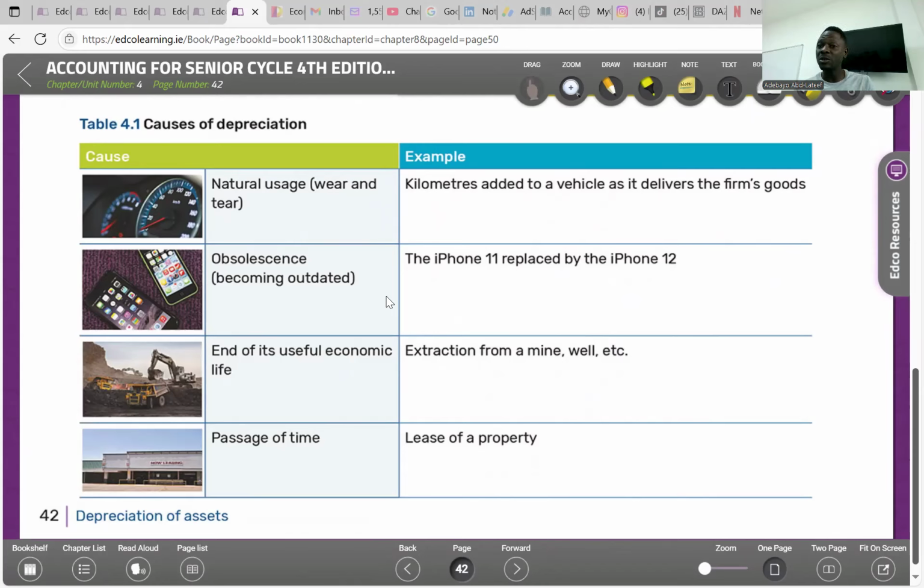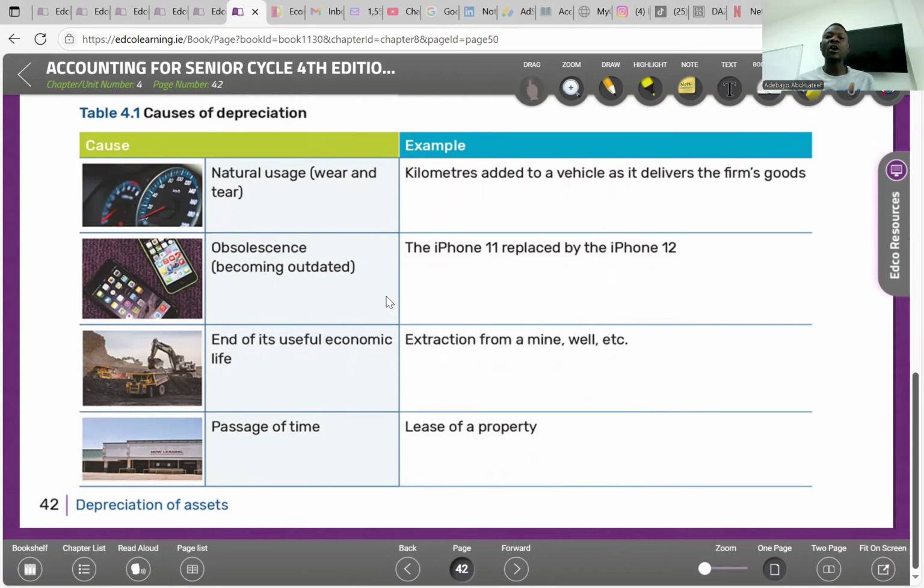This is caused as a result of usage. So kilometers added to a vehicle as it delivers the firm's goods. As soon as the vehicle starts moving, it starts wearing and tearing. That's one of the reasons why we have depreciation, or the causes of depreciation. The second one is obsolescence.